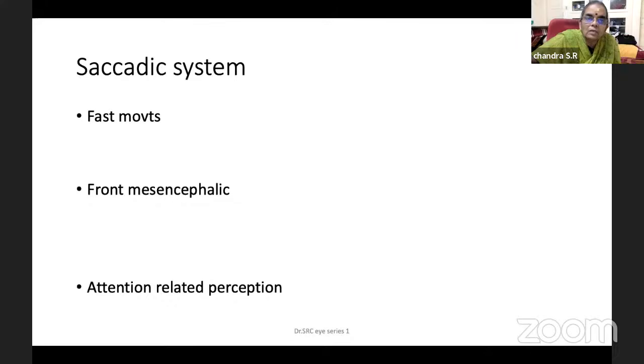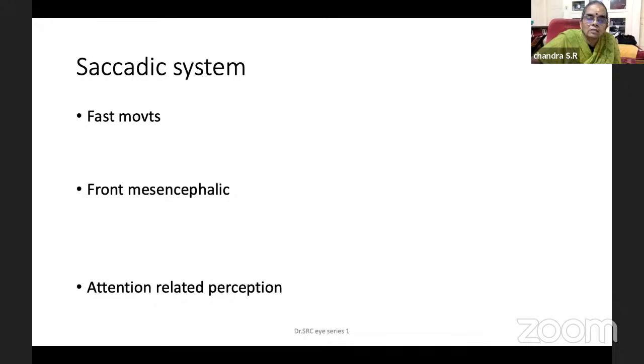Now I have just covered the anatomy, and for fast movements, the saccadic movement. The saccadic system is a fast movement. It is frontomesencephalic and it is attention related. So fast movements are frontomesencephalic, and burst neurons, inhibitory neurons and omnipause neurons are involved in the brainstem, but it starts from the frontal lobe and ends in the brainstem to carry out fast movements. This just covered a broad outline of anatomical structures and the purpose of eye movement. You should become very thorough with this.